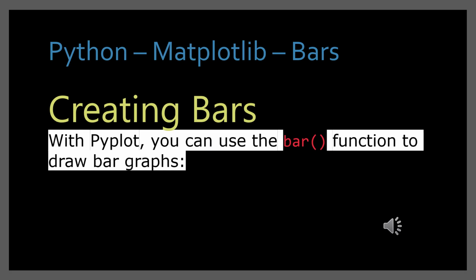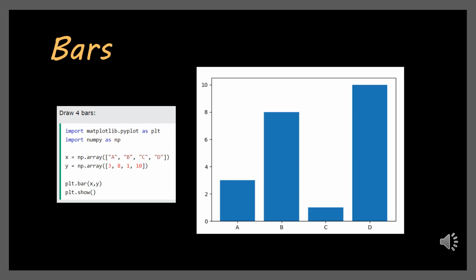Python Matplotlib library. Bars: creating bars with pyplot, we can use the bar function to draw bar graphs. So we have two axes here, x and y. The x-axis contains np.array of A, B, C, D, and the y-axis contains 3, 8, 1, 10. So we are going to plot a bar for x, y, and show it. You can see A, B, C, and D as the bar names, and the bars are presented based on the items we have listed, like plt.bar(x, y).